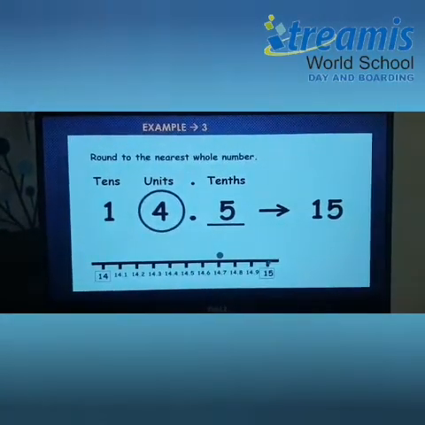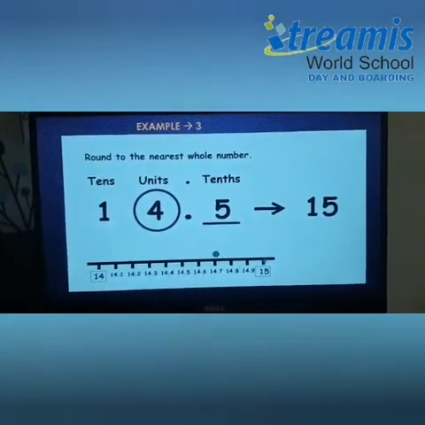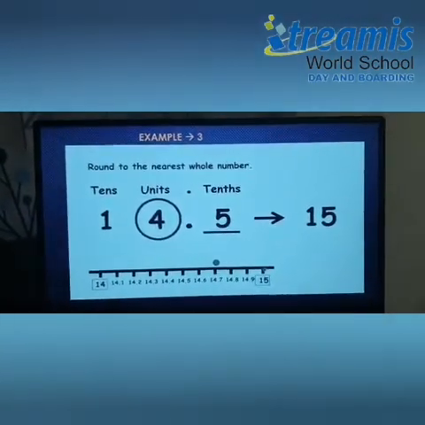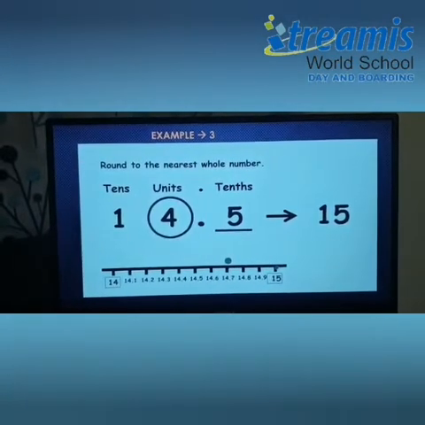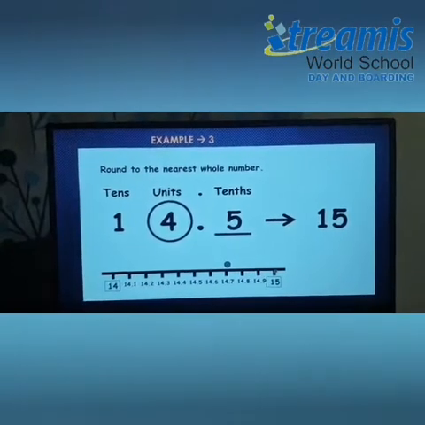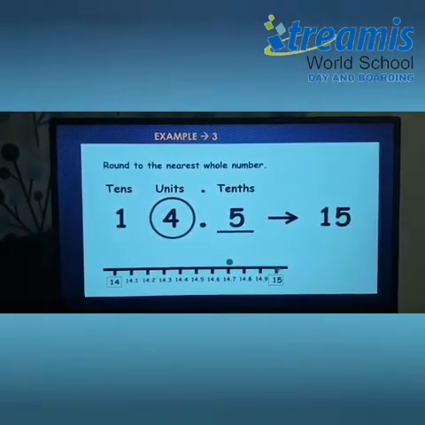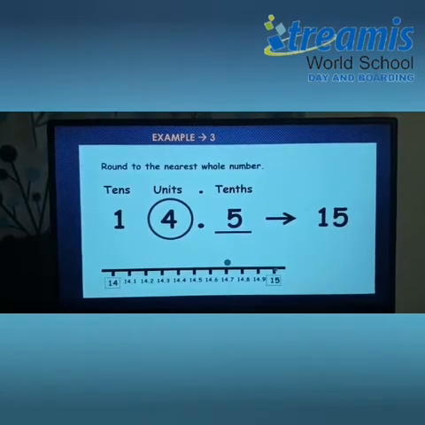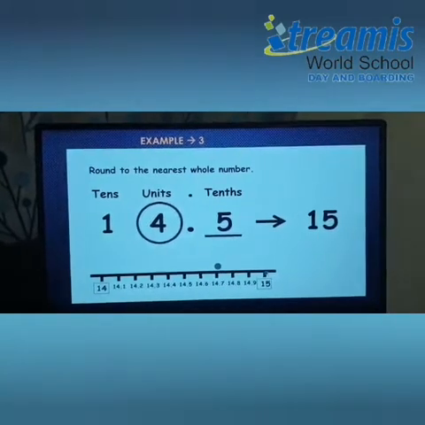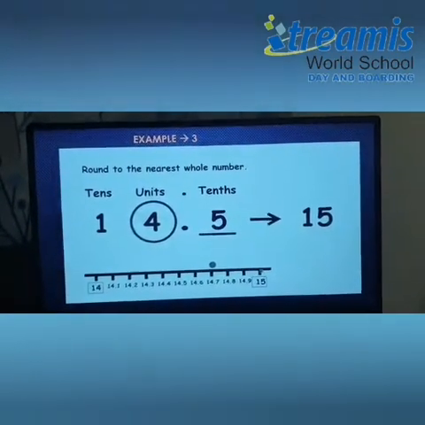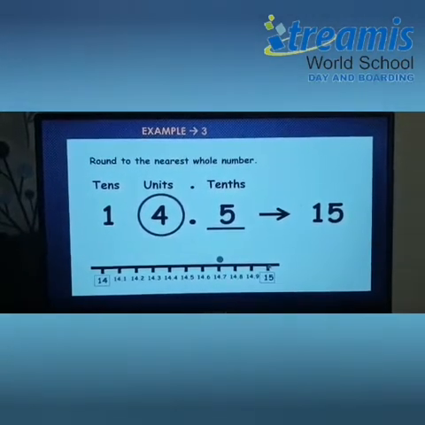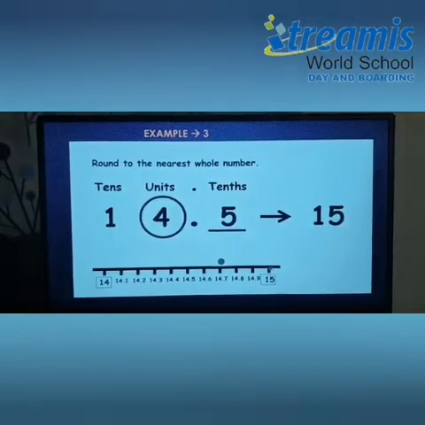Now one more example. Here I have taken 14.5. As you can see, I have circled the number which is in the units place or the ones place, that is 4. And after the decimal point in the tenths place, I have 5. And as you know, since 5 is there in the tenths place, we need to increase 4 to 5. So the answer for this number is 15. Because 14.5, as you can see on the number line, children, is closer to 15.